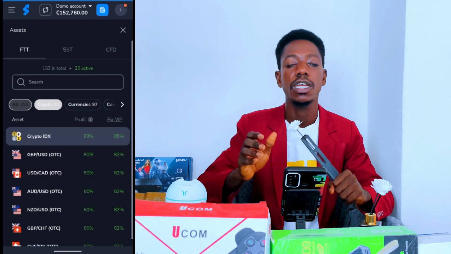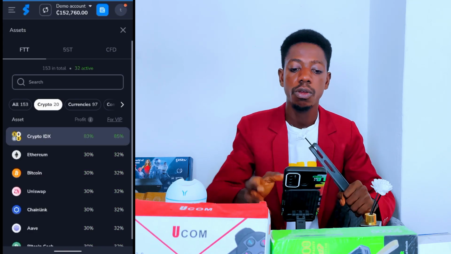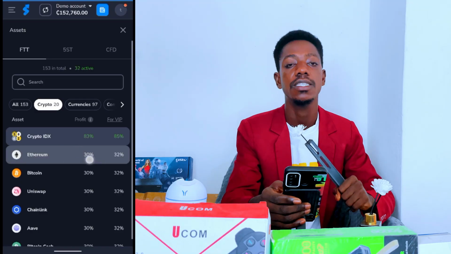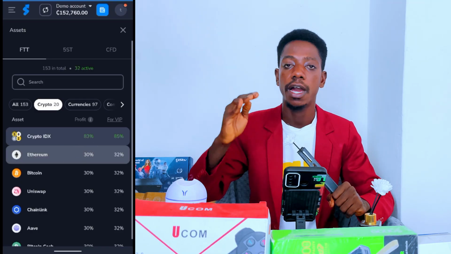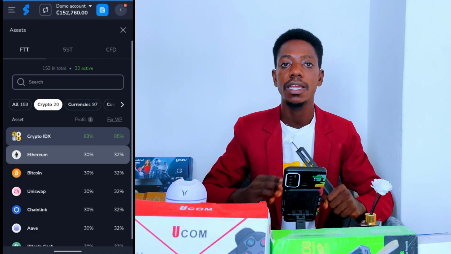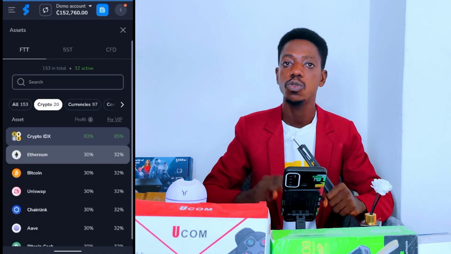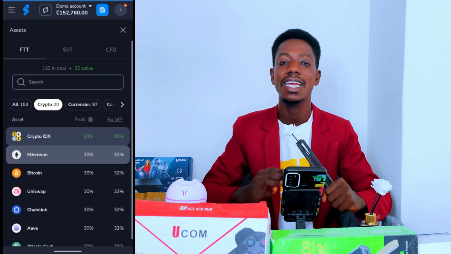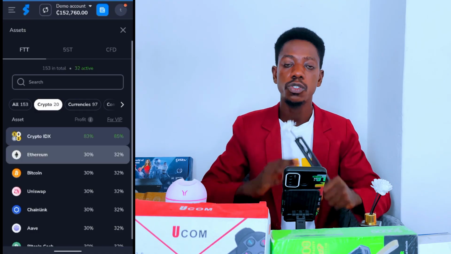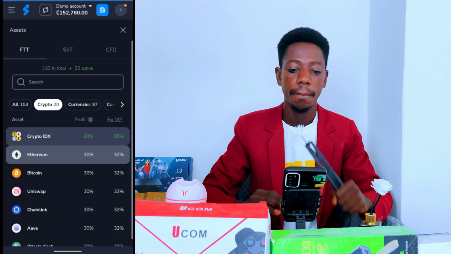So when you go to the crypto assets, you see the crypto assets here, the Ethereum here, it is 30%. So if you predict Ethereum to go up and it goes up within the time frame that you set, you make 30% of the amount that you used to trade. But if you predict Ethereum to go up and it goes down, that is, it goes against your predicted trend, then you lose 30%. As simple as that.